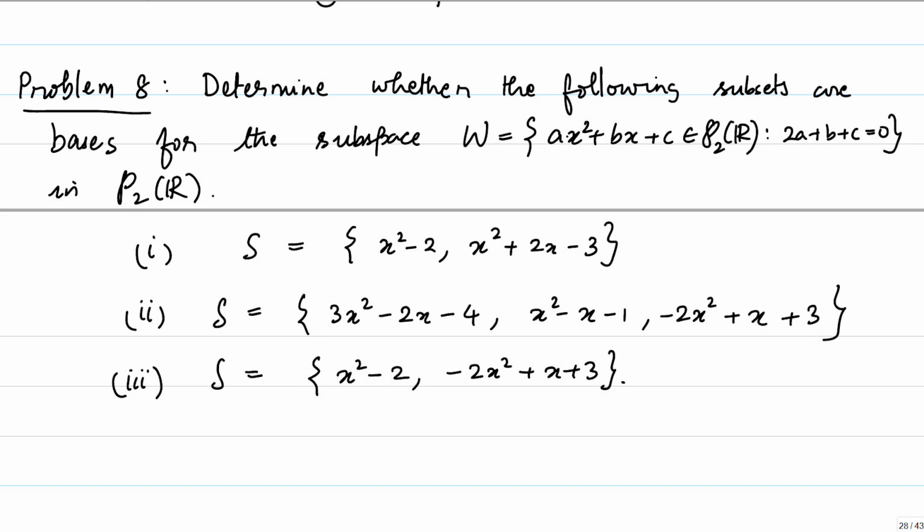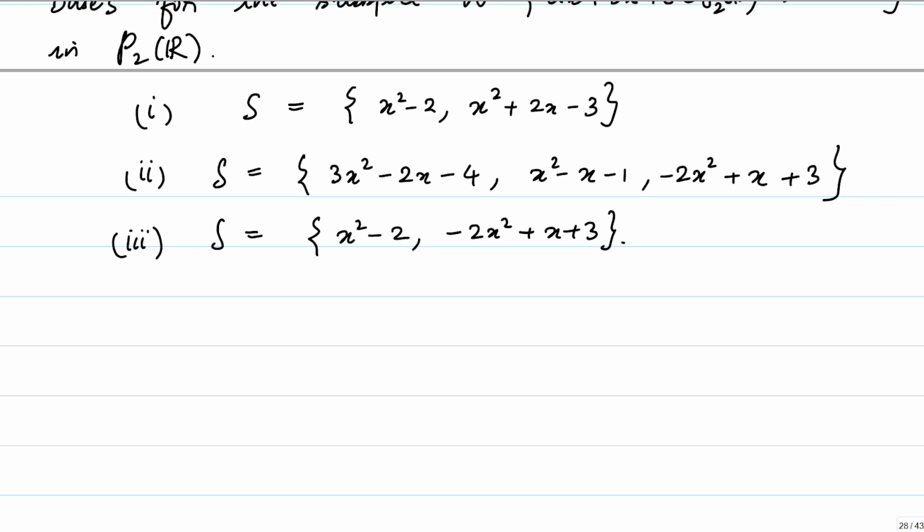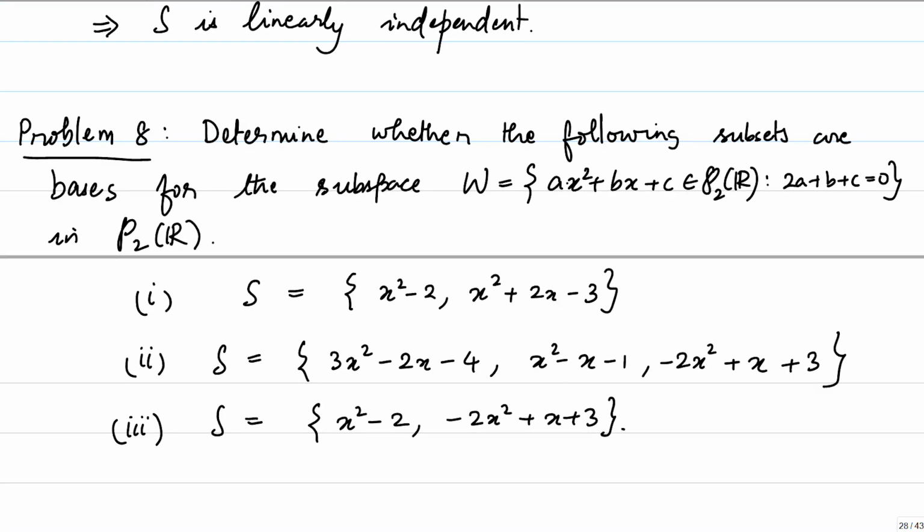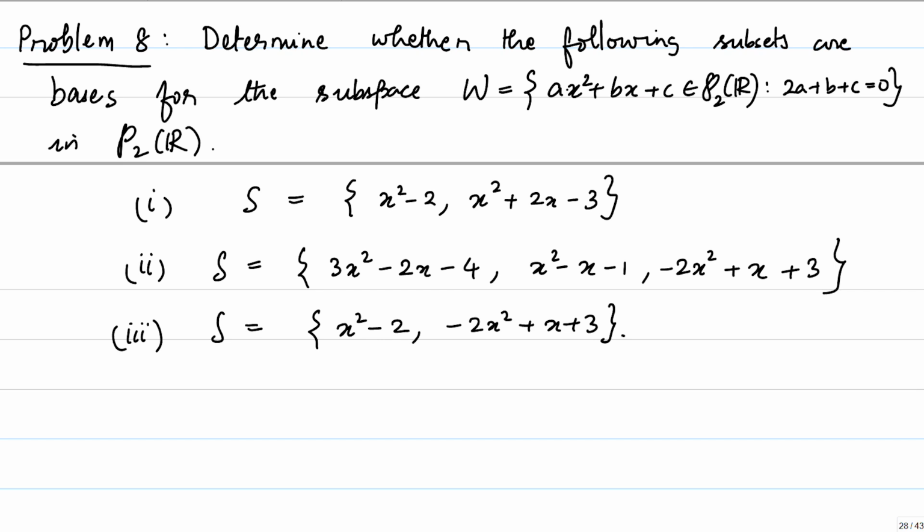Okay, so we need to check whether the following subsets are a basis of W. What was W? Let me just put W in your view. W is the set of all those polynomials in P2 of R whose coefficients satisfy some relation. So, what do we need to check whether something is indeed a basis of W? The first condition is to see whether it is linearly independent, and the second condition would be to check whether they span our given set. All right, so let's do that.